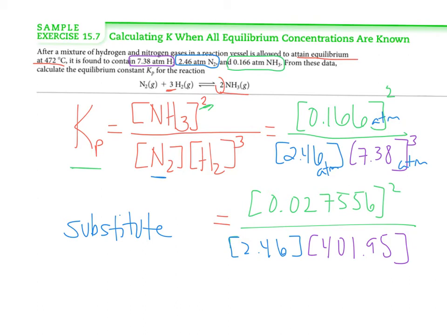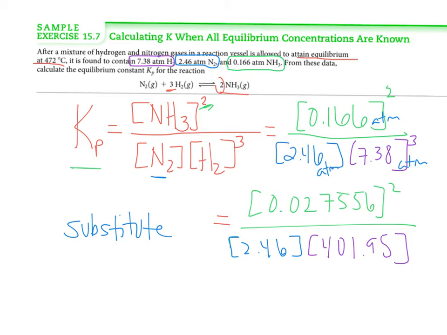Okay, so I calculate 0.166 squared is 0.027556. We have 2.46 down here, that's to the first power, and 7.38 cubed is 401.95. I went ahead and wrote in atmospheres for each of these, only because it's important that even though K is unitless, it's important that all these units be the same, otherwise we'd have to convert.